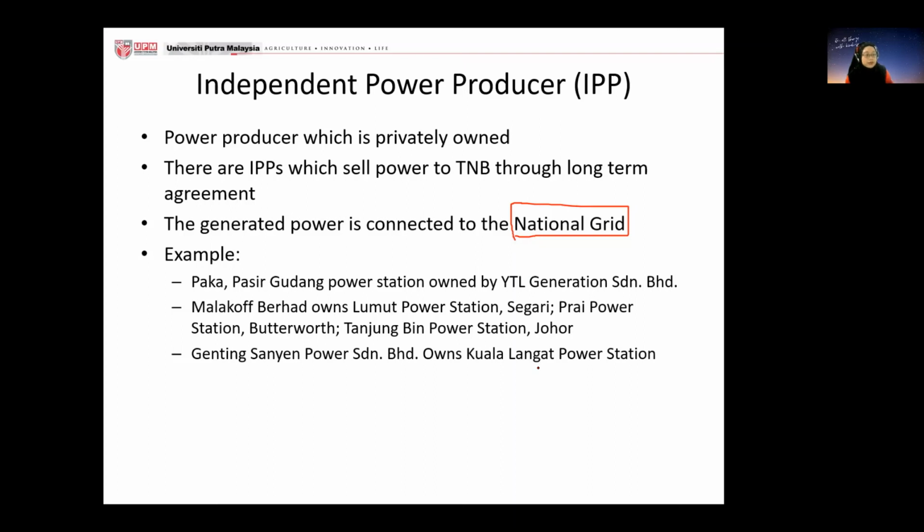So remember, TNB is not the only player in the power industry, especially in generation. Of course, in transmission and distribution, that infrastructure is developed by TNB. But otherwise, the money is in the generation, and there are other power producers at play.